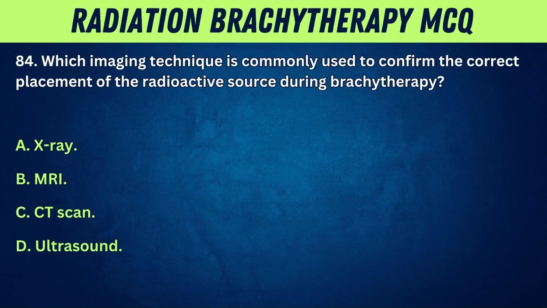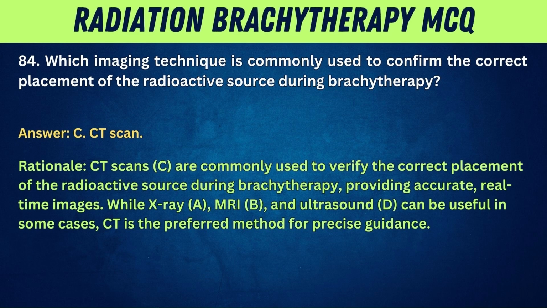84. Which imaging technique is commonly used to confirm the correct placement of the radioactive source during brachytherapy? A. X-ray. B. MRI. C. CT scan. D. Ultrasound. Answer: C. CT scan.